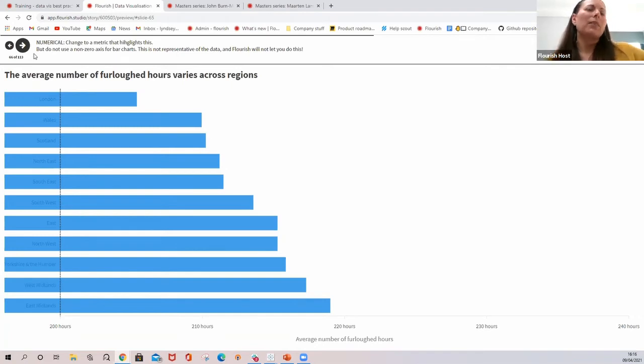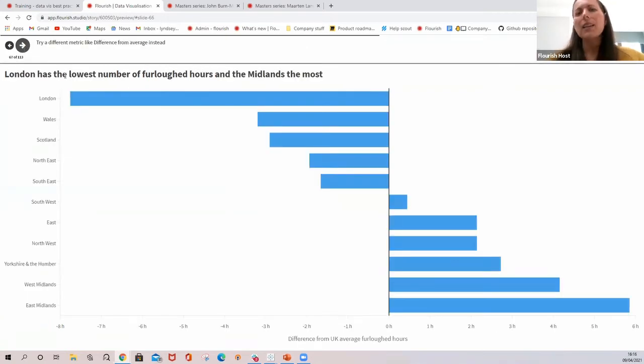So what you might have to think about is how you want to show this information in a different way. So here, instead of plotting the number of average hours, I've plotted the difference from the UK average. It's a different metric and a slightly different story. But you can see now more clearly that London on average has 8 hours less per furloughed worker, and the East Midlands has 6 hours more per furloughed worker. So this is a way of using another type of metric, a difference from average or a percentage change from something, to show a different story. So this is just to show this point in real life.